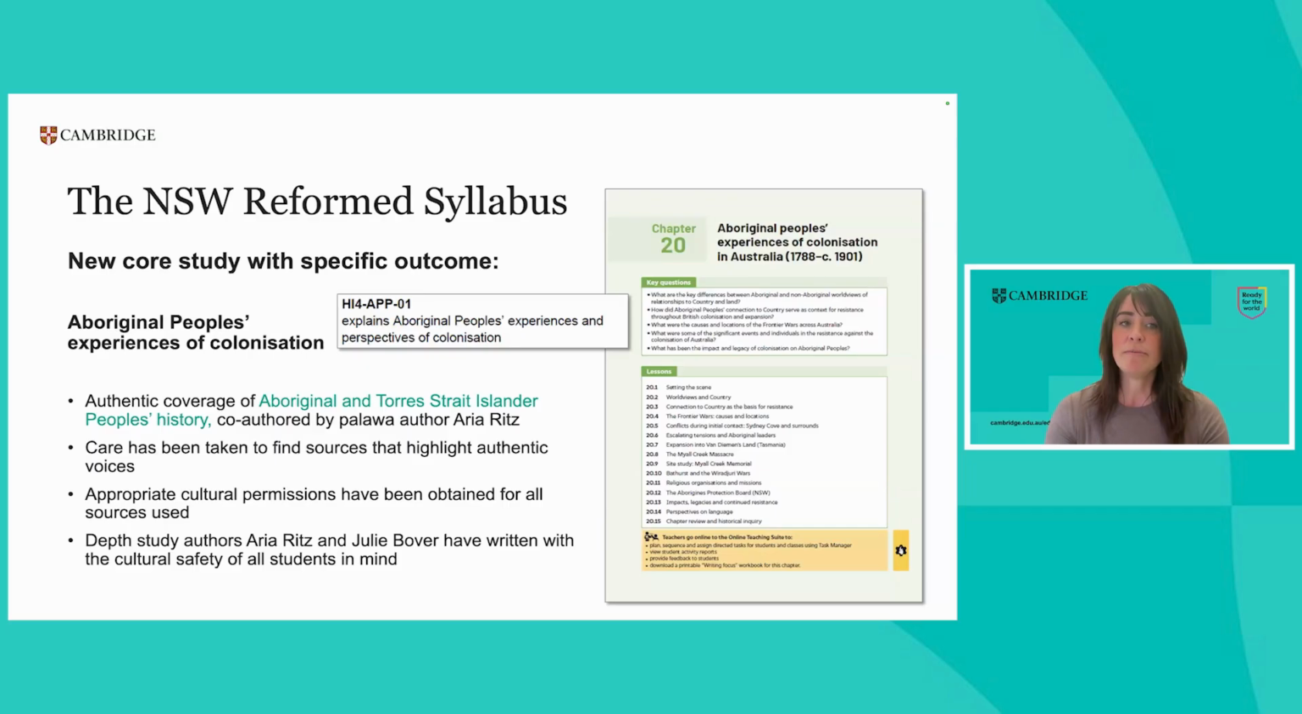So when we're looking at the reform syllabus, the new core study has some specific outcomes, and this is the Aboriginal people's experience of colonization. For some schools, this can be a tricky area to teach because we want to do it authentically, and we want to give our students really meaningful and deep understanding to this part of the syllabus. So with this in mind, History Transformed offers us authentic coverage of Aboriginal and Torres Strait Islander people's history, co-authored by Palawa author Aria Ritz. Care has been taken to find sources that highlight authentic voices, and appropriate cultural permissions have been obtained for all of the sources used. So the depth study authors, Aria Ritz and Julie Bover, have written with the cultural safety of all students in mind.